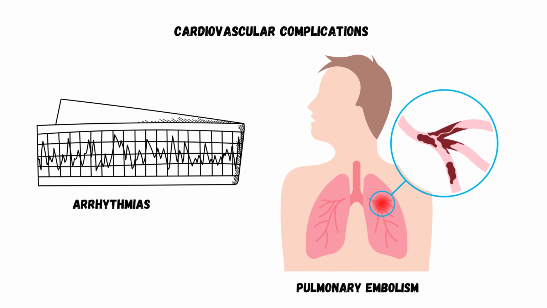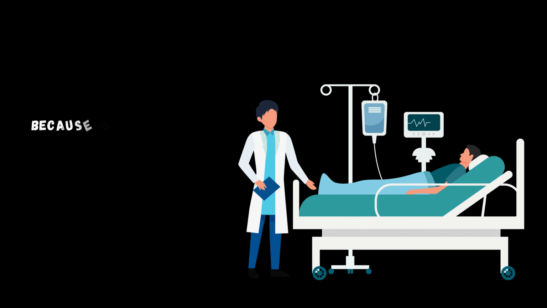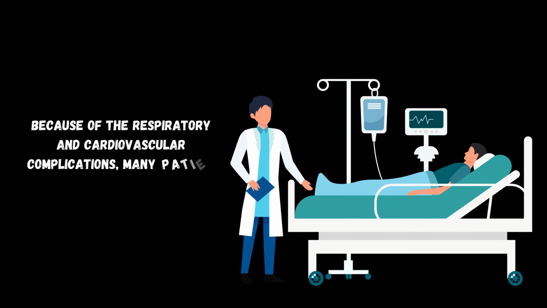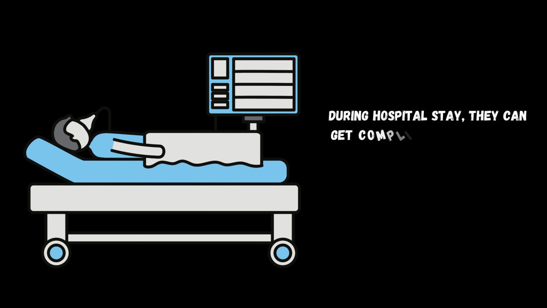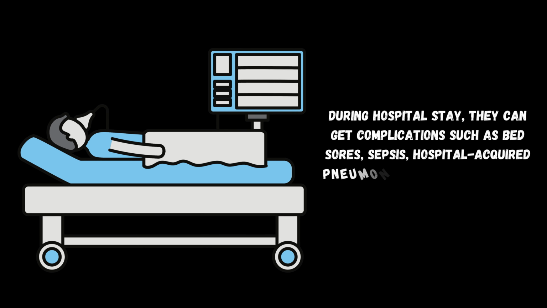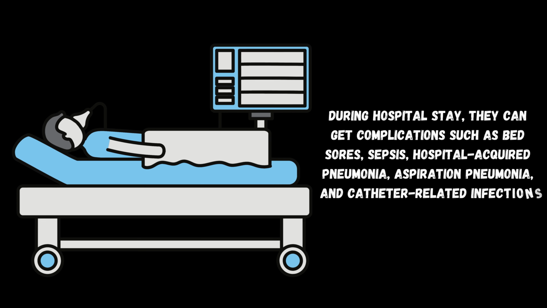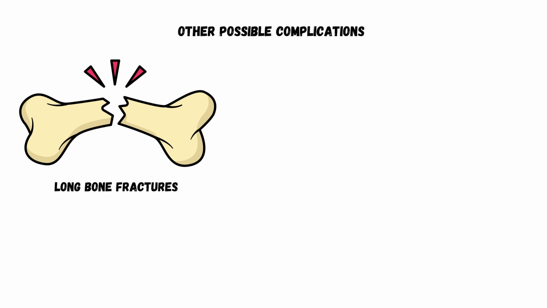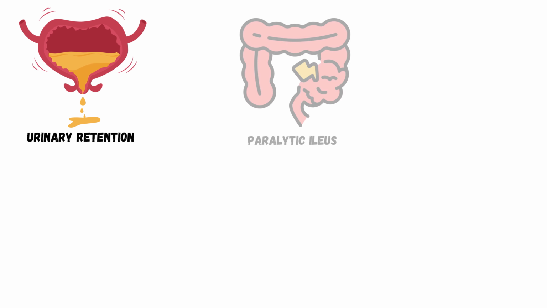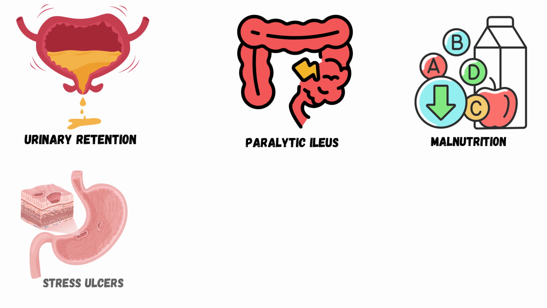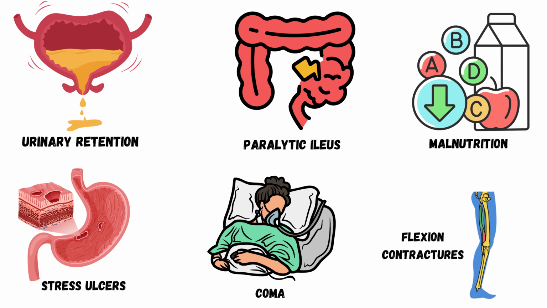Cardiovascular complications include arrhythmias and pulmonary embolism. Because of the respiratory and cardiovascular complications, many patients with tetanus require ICU care. During hospital stay, they can get complications such as bed sores, sepsis, hospital-acquired pneumonia, aspiration pneumonia, and catheter-related infections. Other possible complications include long bone fractures, glenohumeral and temporomandibular joint dislocations, urinary retention, paralytic ileus, malnutrition, stress ulcers, coma, and flexion contractures.